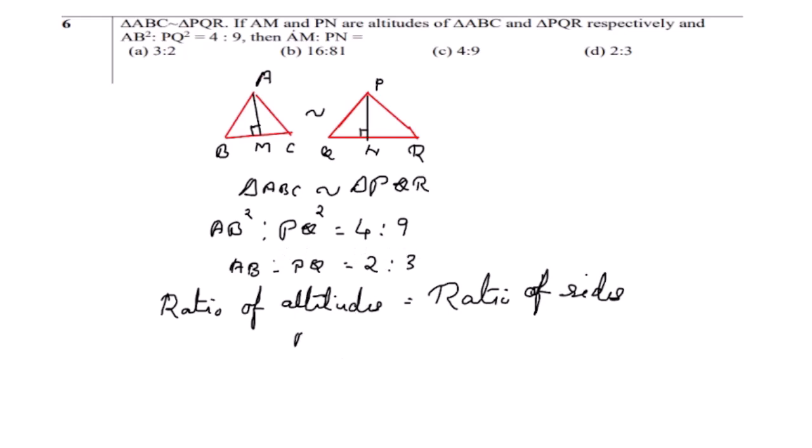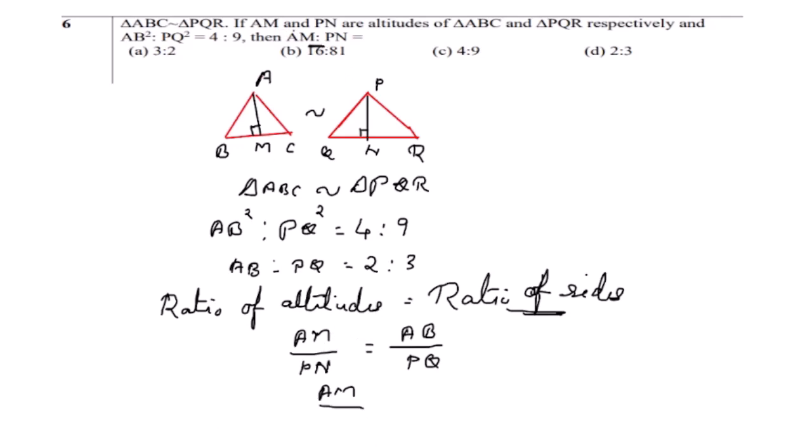Then we can write AM divided by PN. The ratio of altitudes: first altitude is AM, second altitude is PN. So AM by PN must be equal to AB divided by PQ, because the ratio of altitudes is equal to the ratio of sides. What is AM by PN? That is the question. We have to find out the ratio of their altitudes, AM is to PN.